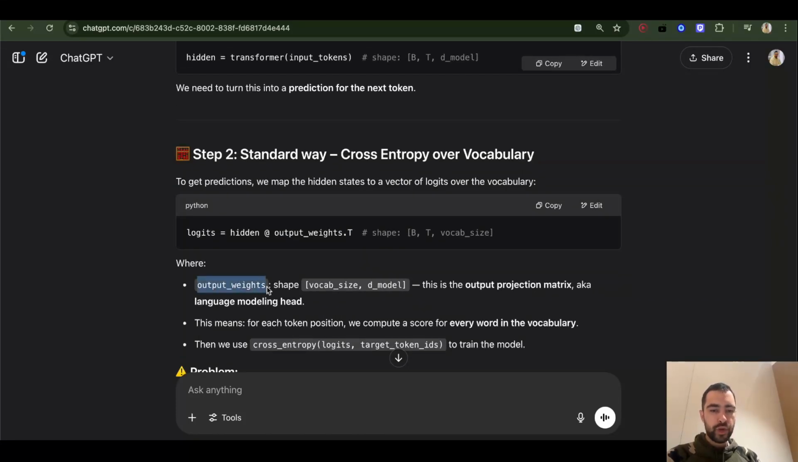So the output weights matrix has shape vocab size times d_model. Basically, for every token in the vocabulary, it has this vector embedding. Then our hidden vector will be multiplied with the vector embedding for each of the vocabulary tokens, and we will get a logit for each one.